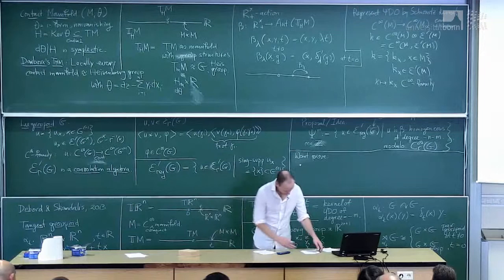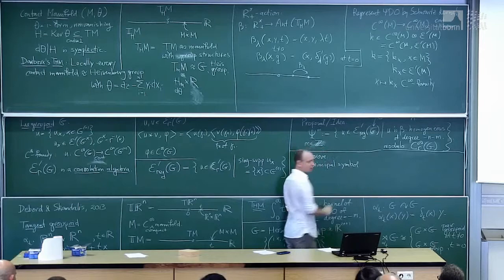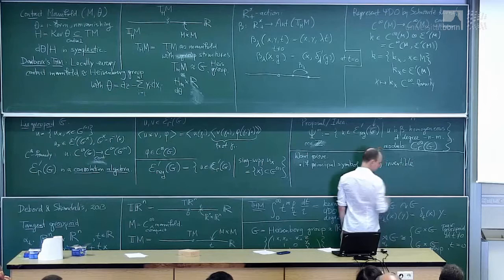First is, if the principal symbol, or co-symbol, but it's analogous, so the t equals zero part in this algebra, is invertible, then the whole thing is invertible.